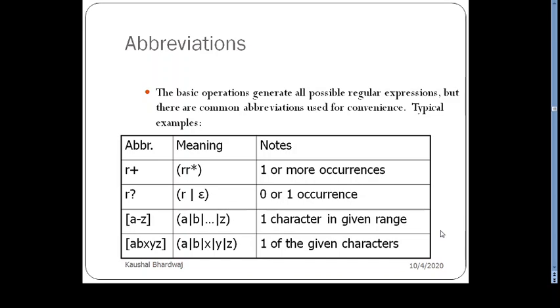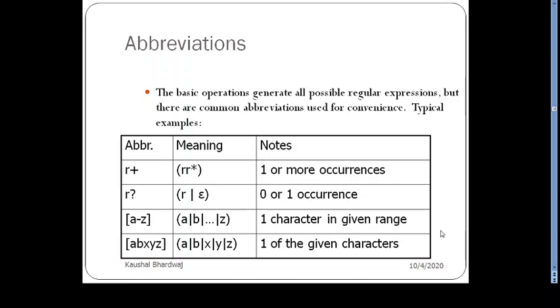Abbreviations. Okay, so here what they are saying is you can use R plus. R plus usually means one or more occurrences. You can also write it as R R star. R question mark is usually for zero or one occurrence, which can be written as R or epsilon.